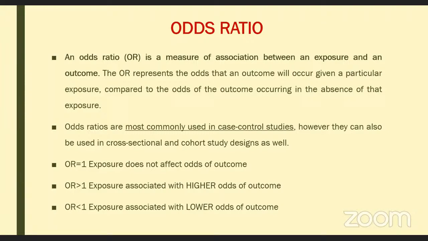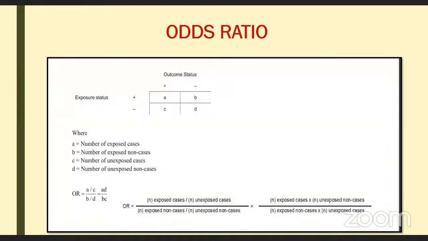Our hypothesis will be that the people who carry their tiffin or who eat homemade food suffer from hyperacidity less compared to people who eat outside food. Right? So it will be a cross-sectional, or mostly it will be case control. Then you will prepare a 2x2 table, with exposure, homemade food or outside food, and outcome, suffering from hyperacidity or not suffering from hyperacidity. This is A, B, C, D. The OR is A upon C divided by B upon D, which comes to be AD upon BC.